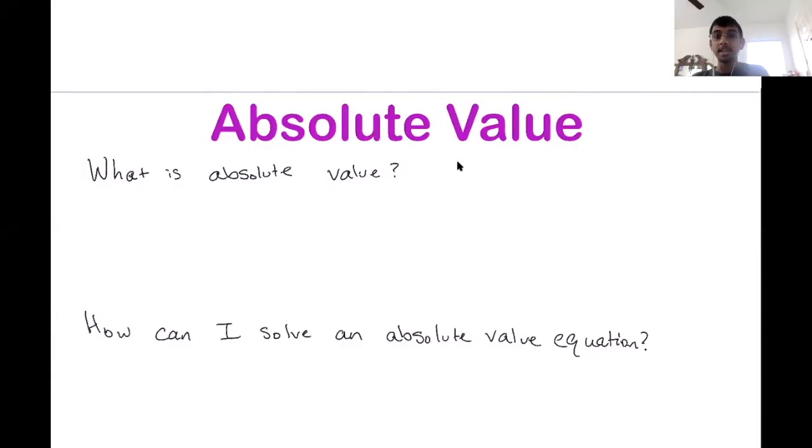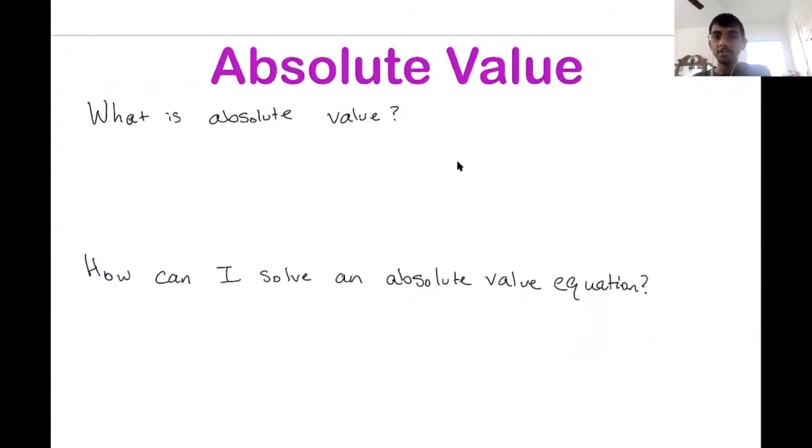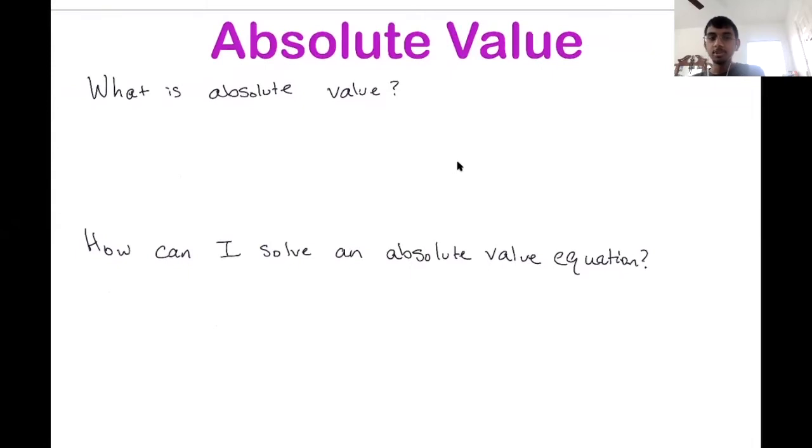Hey guys, so today I'm going to teach you how to do absolute value equations. Absolute value is a very simple concept. Essentially, when we say absolute value, that just means that when we take the value of something, it always becomes positive. For example, if I take the absolute value of -3, that would be equal to 3.